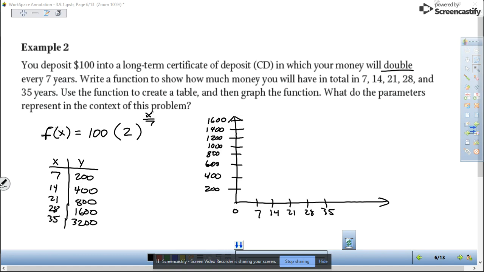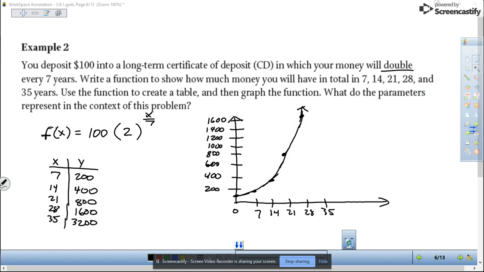Okay, so I'm counting by 200. At 7, we're at 200. And then our initial value again was 100, so we can plot that one as well. At 14, we're at 400. At 21, we're at 800. At 28, we're at 1,600. And like I said, the last one won't even fit. So we get the idea that this is an exponential curve.